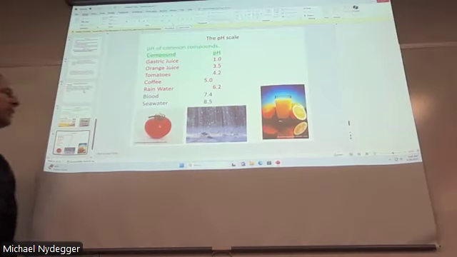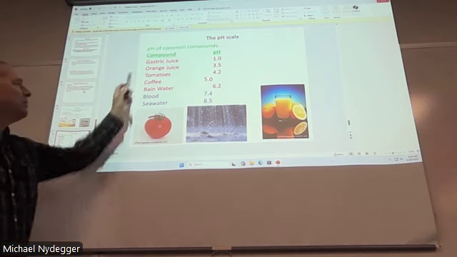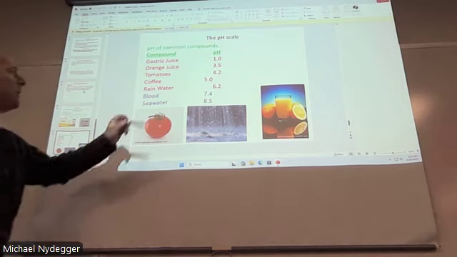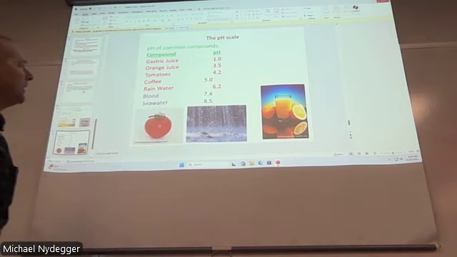You like orange juice? Orange juice is going to have a pH of 3.5. Tomatoes, anybody love tomatoes? Yeah, they were my daughter's favorite food until she discovered ice cream. Now ice cream's her favorite food. But tomatoes are going to be somewhat acidic.